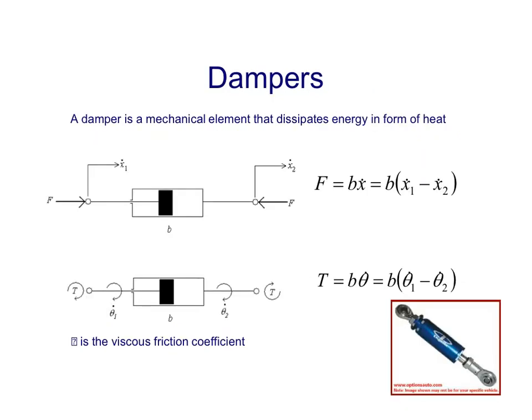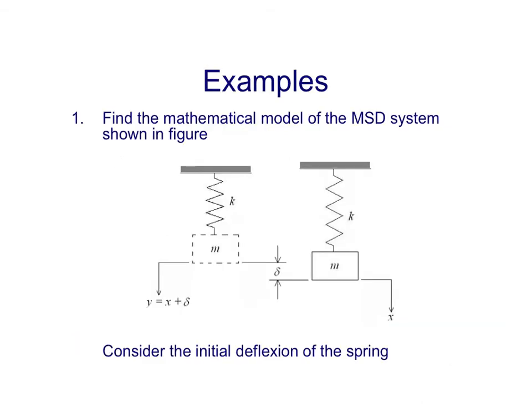The next element to consider is going to be a damper. This damper is a mechanical element that dissipates energy in the form of heat. And in this case, the force is proportional to the total velocity, meaning that B, which is the viscous friction coefficient, is going to be proportional to the difference of the velocities of this pair of points, x1 and x2.